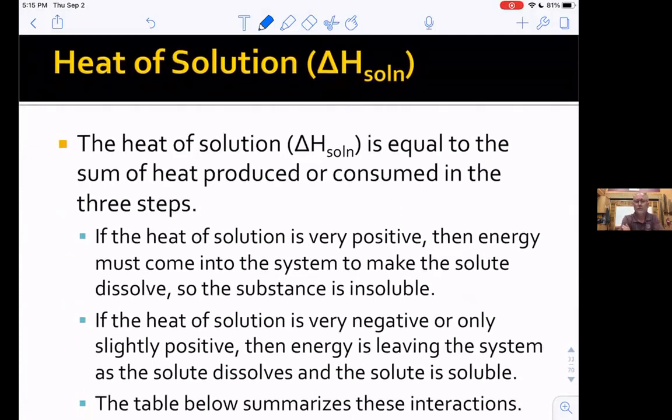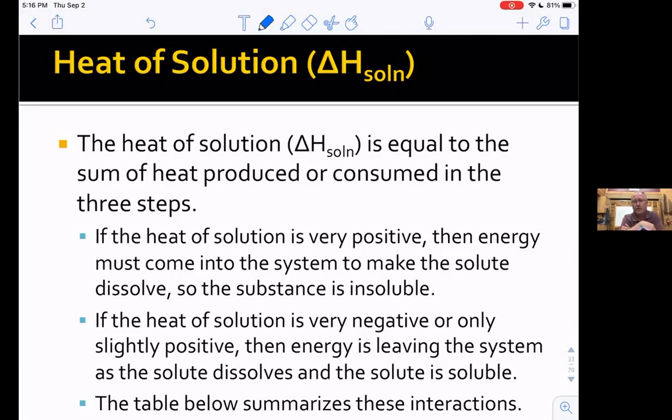So the heat of solution is equal to the sum of the heat produced or consumed in those three steps. And you add all three of them together. The first two going up were positive, and then the third value is negative. And so when you add them all together, you end up getting a negative value, which would mean the solution is exothermic and would happen. If you end up getting a positive value, it's still possible that it'll happen if it's a very small positive value.